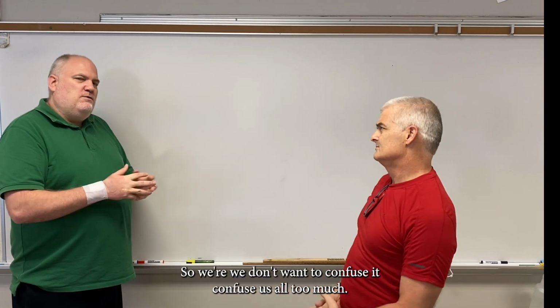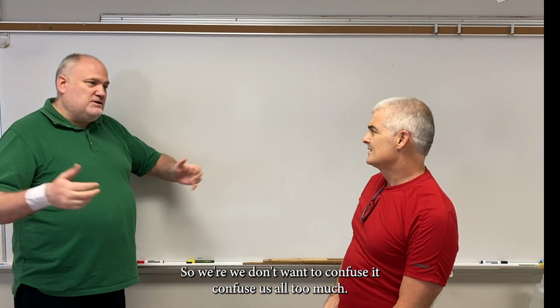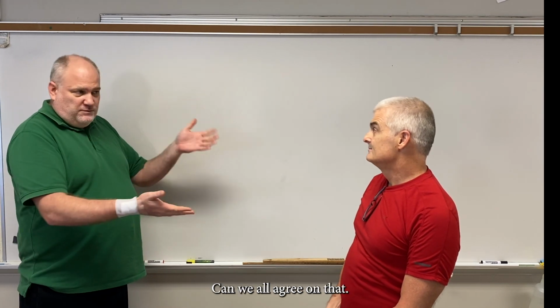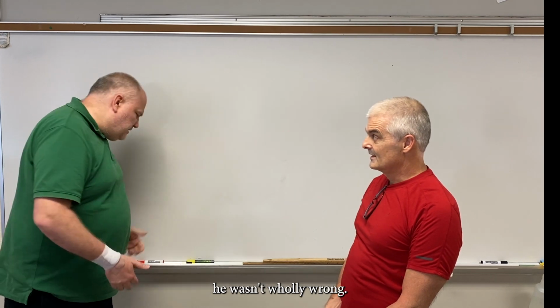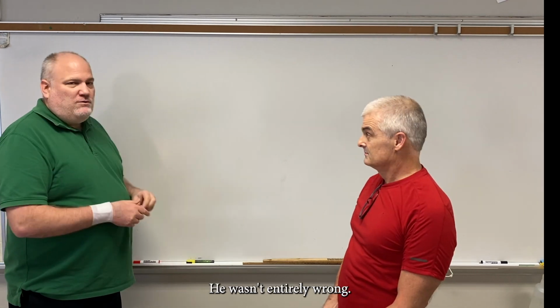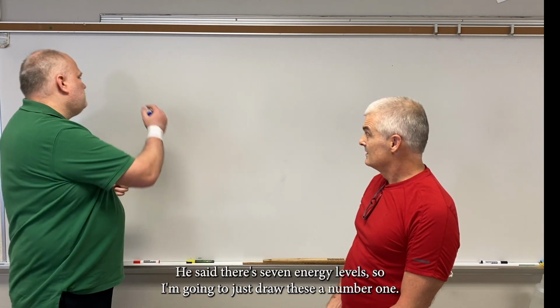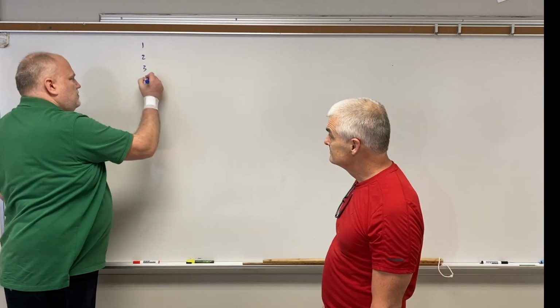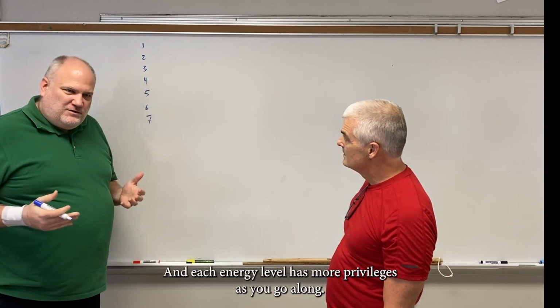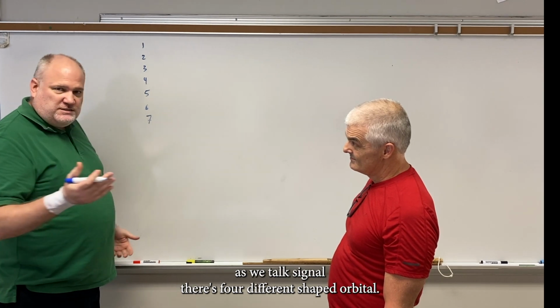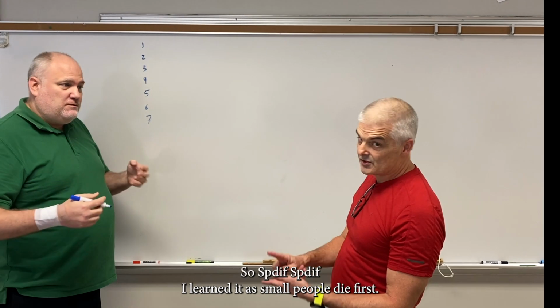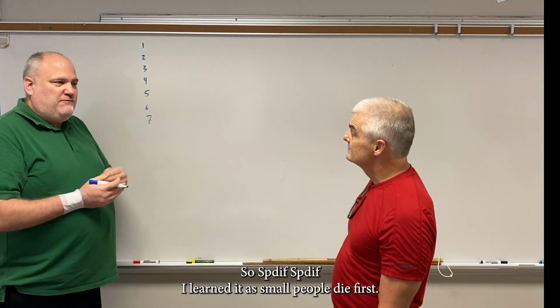I don't want to confuse us all too much, but there are 7 main energy levels. Can we all agree on that? Even though Bohr was not really correct with how he viewed things, he wasn't entirely wrong either. He said there are 7 energy levels. So I'm going to just draw these, number 1. And each energy level has more privileges as you go along. Now remember, there are 4 different shaped orbitals: S, P, D, F.